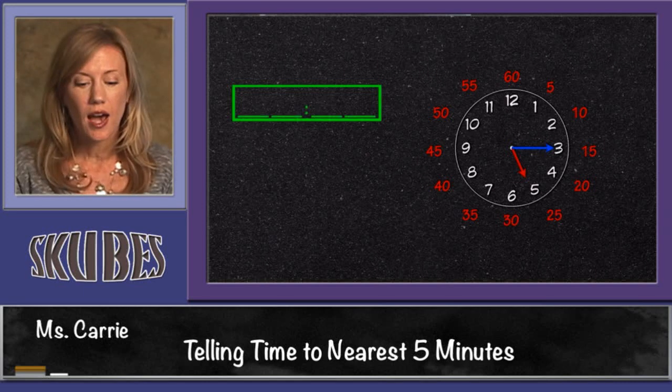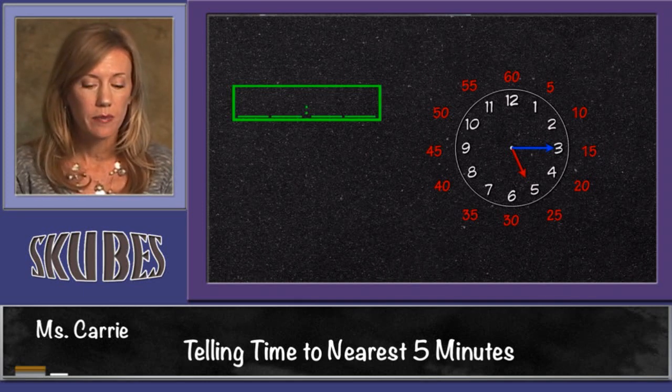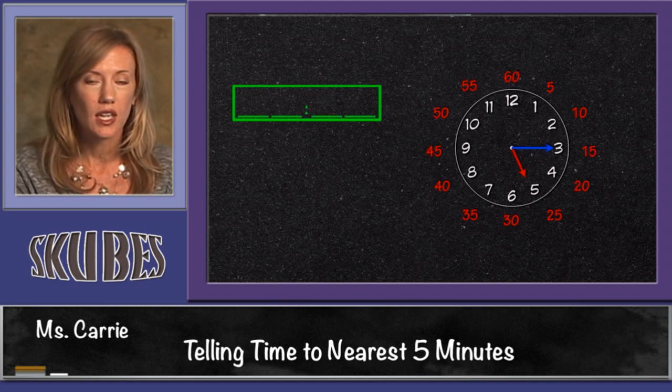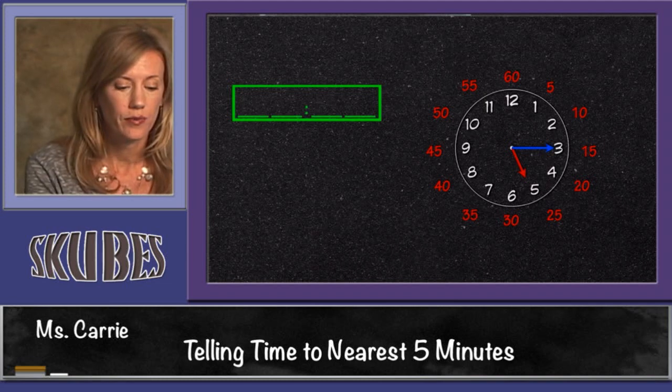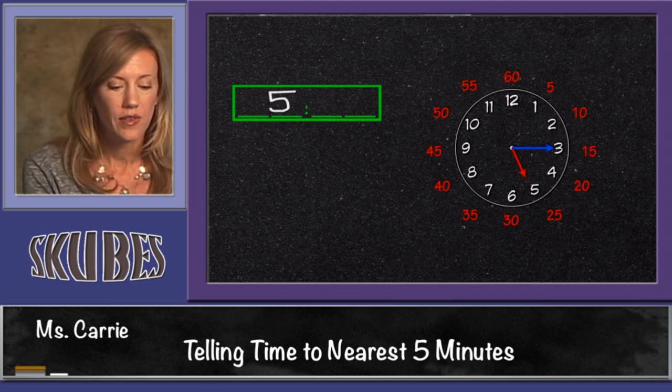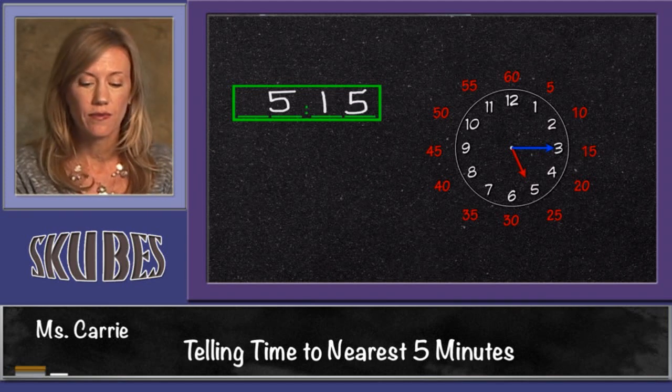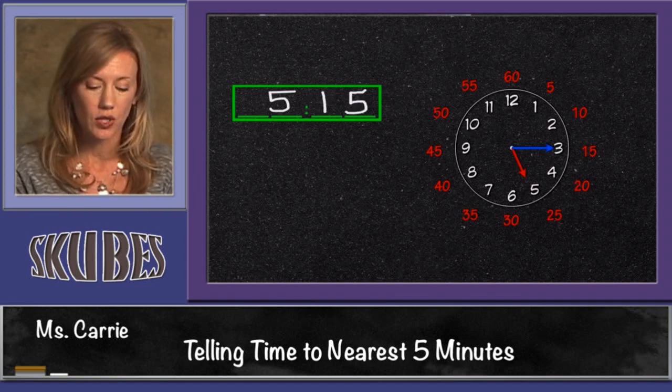Let's look at this first clock. We see that the hour hand is on the 5 and the minute hand is on the 3. And remember, when we go around the clock, each time it's 5 minutes. So we know that this is 5:15. 5 stands for the hour and the 15 is the 15 minutes after.